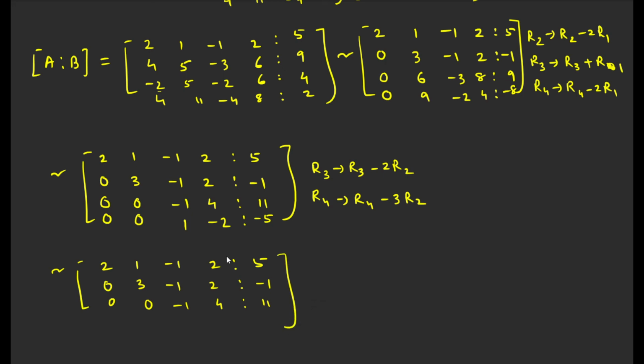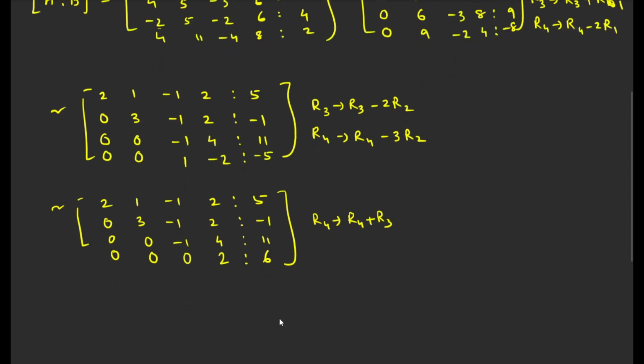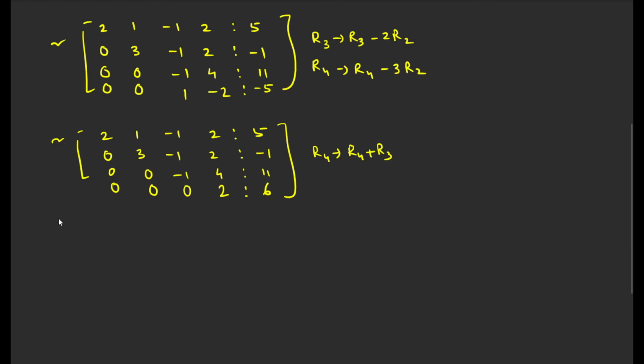Okay, so what will be the operation? Now we'll make this element, this 1, 0 with the help of minus 1. No, it's very simple, just add it. So R4 goes to R4 plus R3. So it is 0 0 0, and then if we add these two, how much you will get, 2, and then this is 6. Okay, so echelon form done. So we reduce the matrix into upper triangular matrix form or echelon form. You see below this diagonal all the elements are 0.